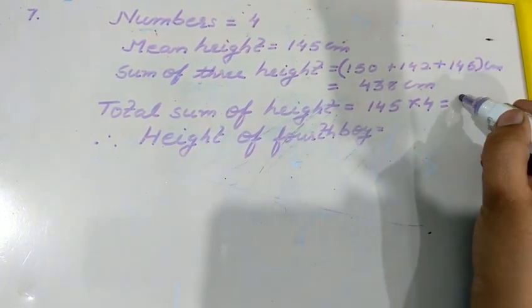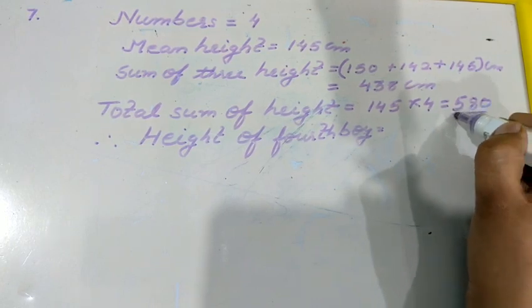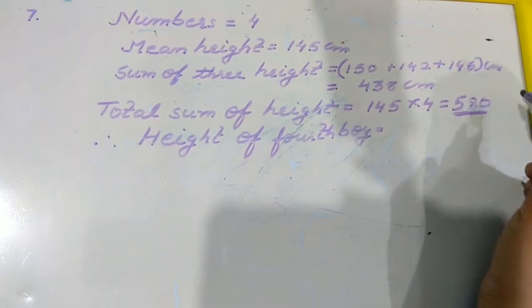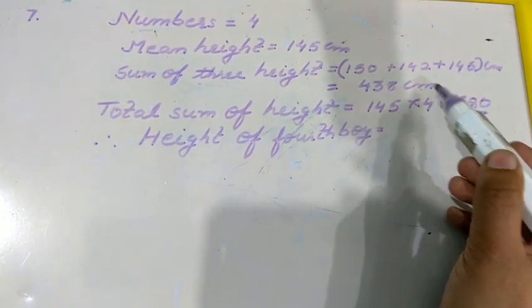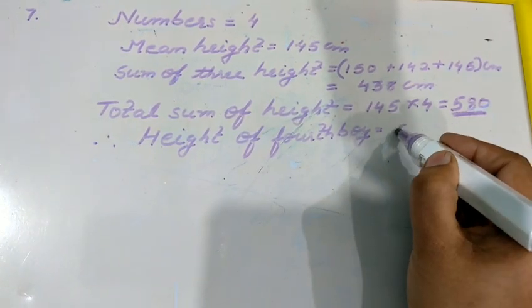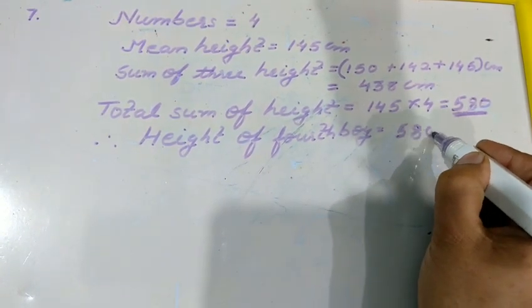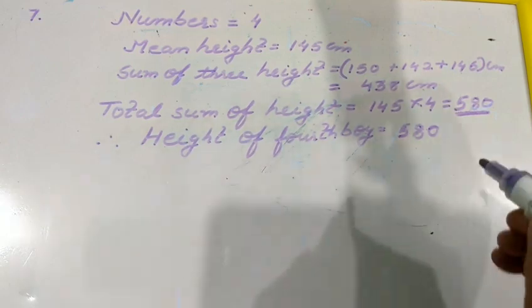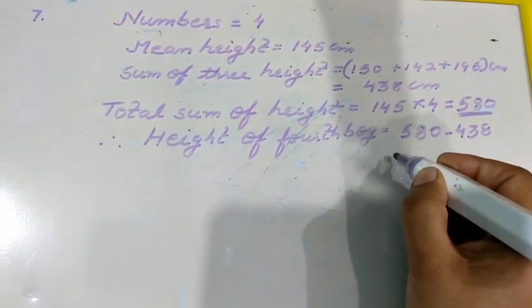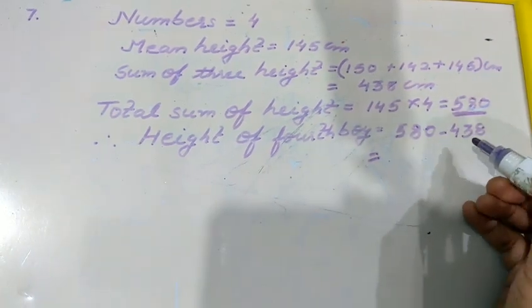1 carry 4, 1 is 4, 5. And this is the sum of how many boys? 4 boys. So when we subtract the 2, we'll get the height of the 4th boy. So it means 580 minus 438 is the height of the fourth boy.